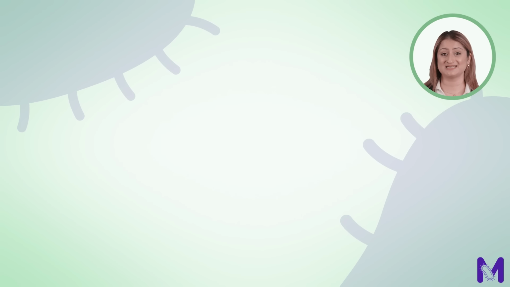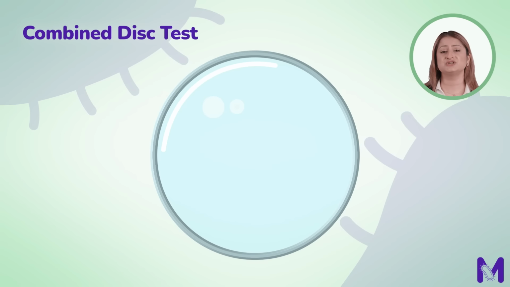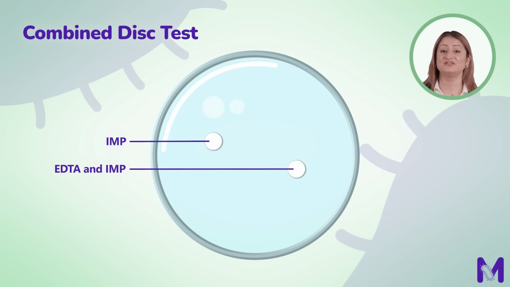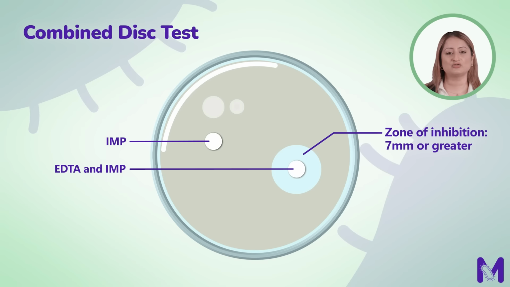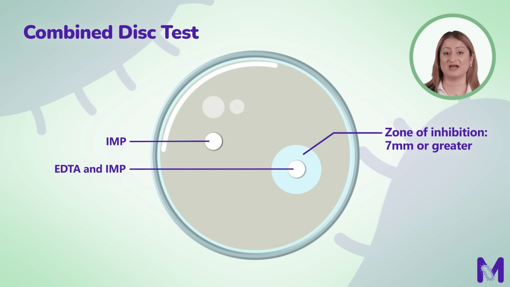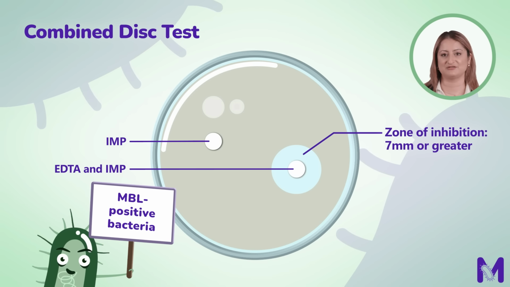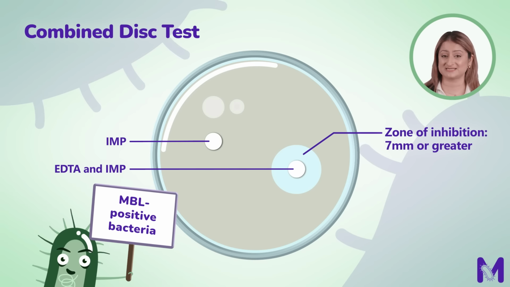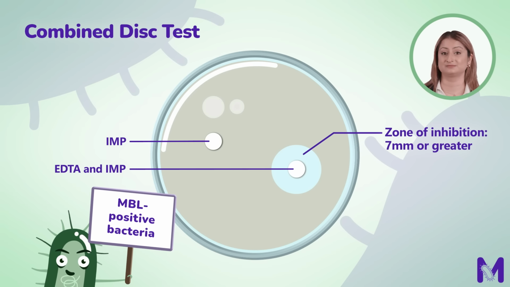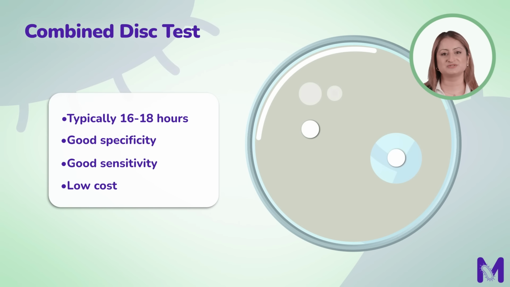Like the double-disc synergy test, the combined disc test also uses 2 antibiotic discs. However, they are spread apart. On screen, we can see our petri dish. An increase of 7 mm of the zone of inhibition around the EDTA and IMP disc, which is our example antibiotic disc, compared to the IMP disc indicates MBL-positive bacteria. The bacteria should then be sent to a reference laboratory for genotypic testing. Like the double disc test, this test typically takes around 16 to 18 hours and has good specificity and sensitivity, as well as being low cost.